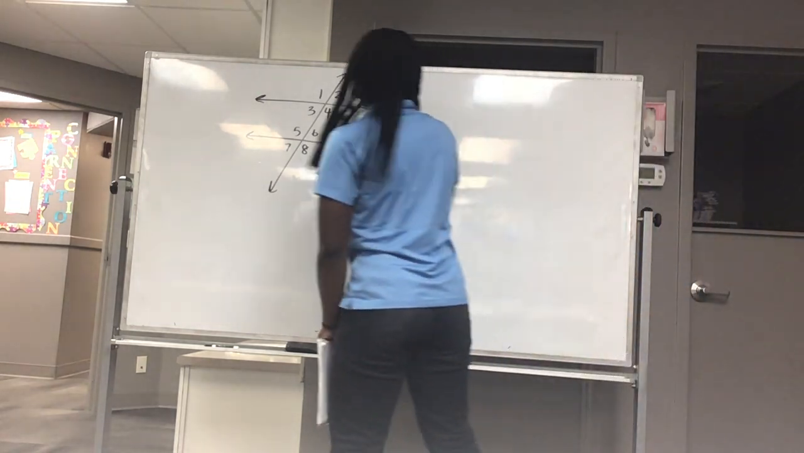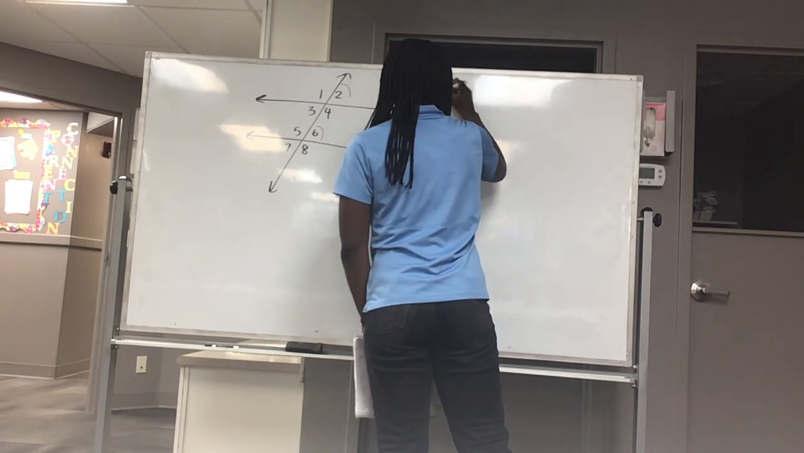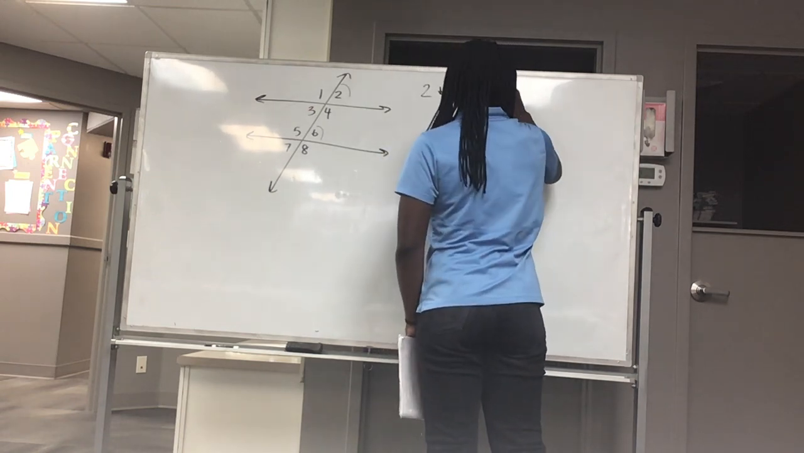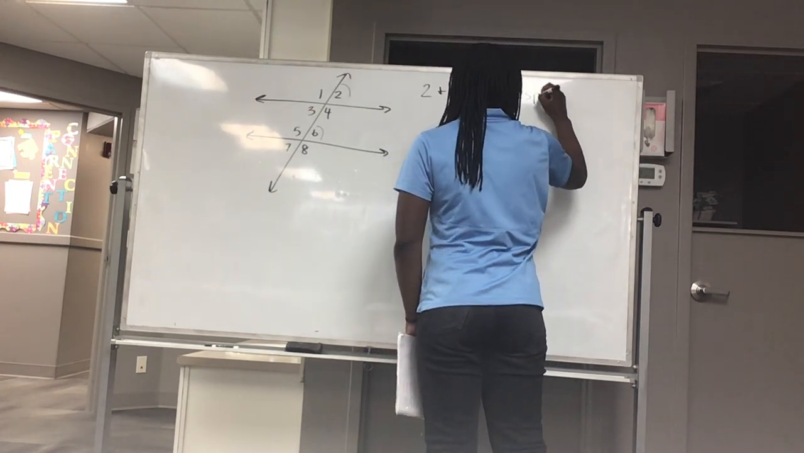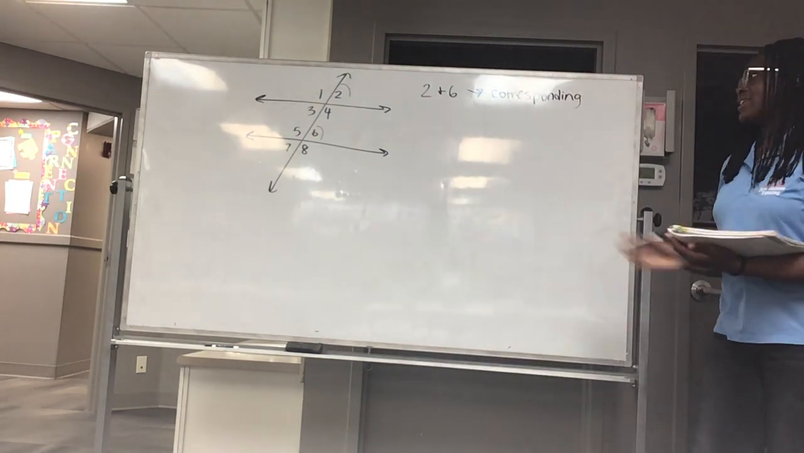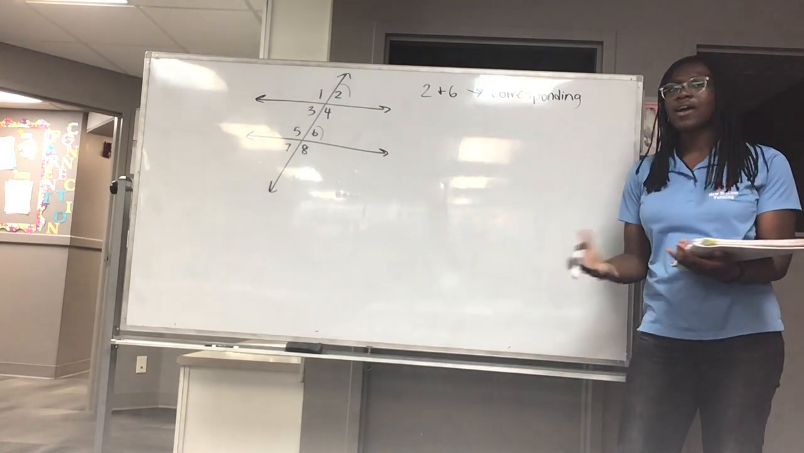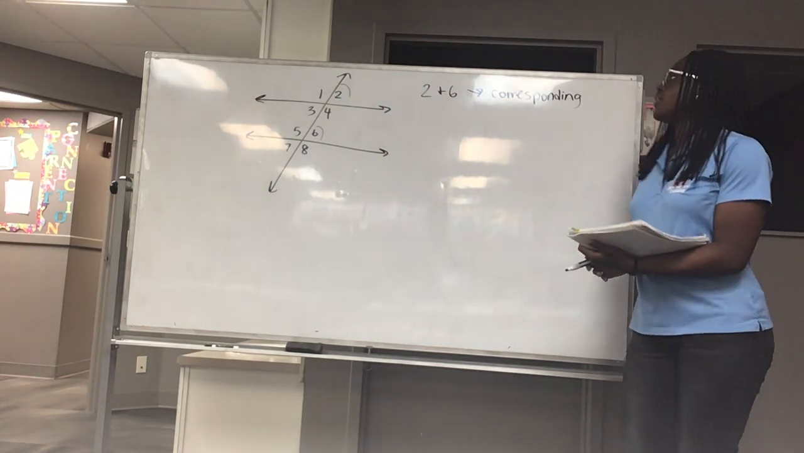So first, angle 2 and angle 6 would be called corresponding angles, and that's because, in relation to each other and the transversal, they're sort of in the same spot, if you can see that.